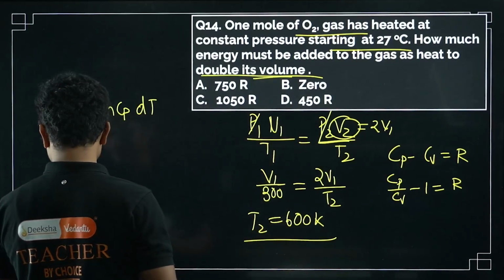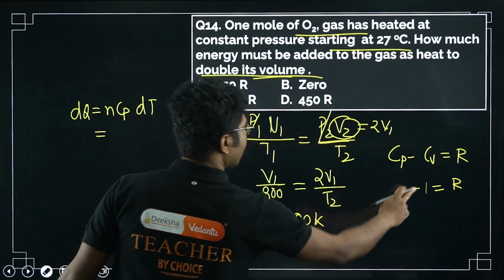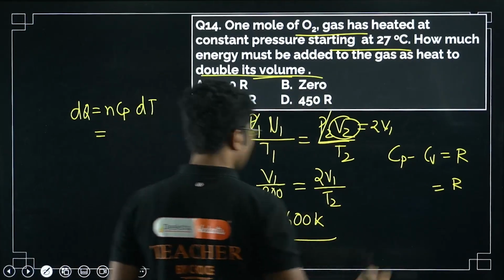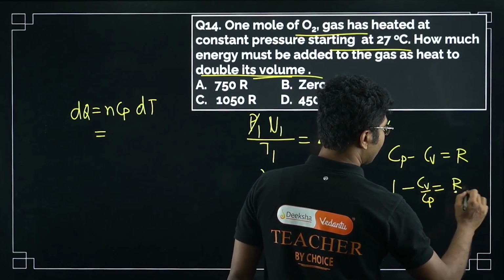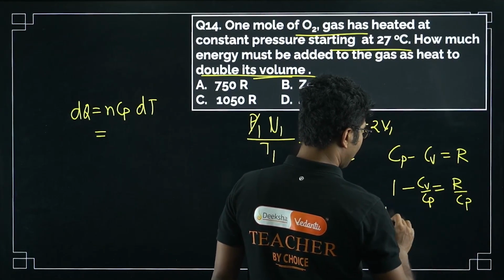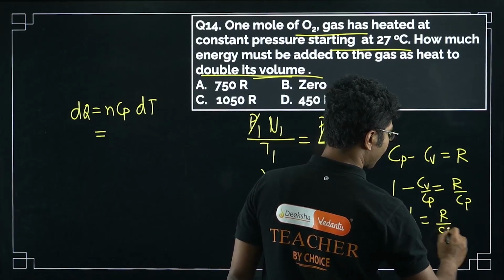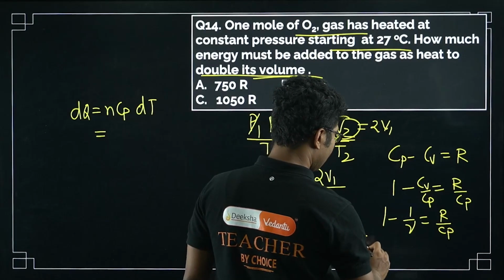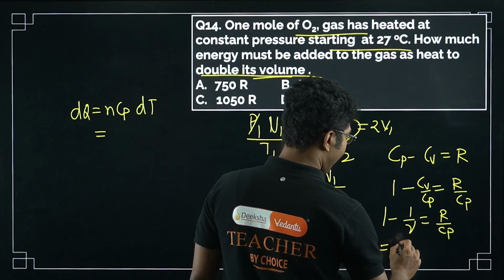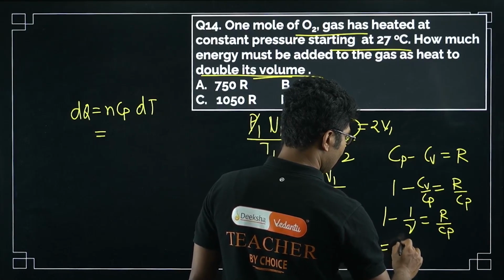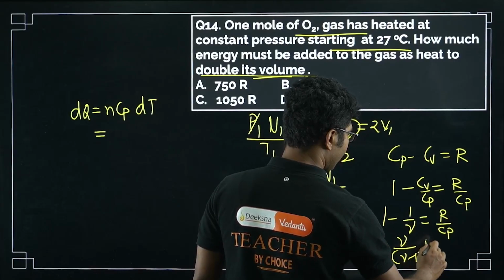No, let's divide it with Cp. So if you divide it by Cp, you get 1 minus Cv by Cp equals R by Cp, or 1 minus 1 by gamma equals R by Cp. Okay, so Cp equals gamma times R divided by gamma minus 1.